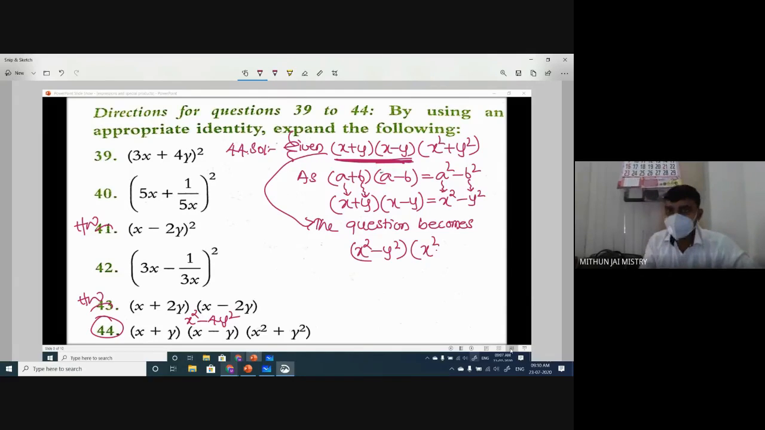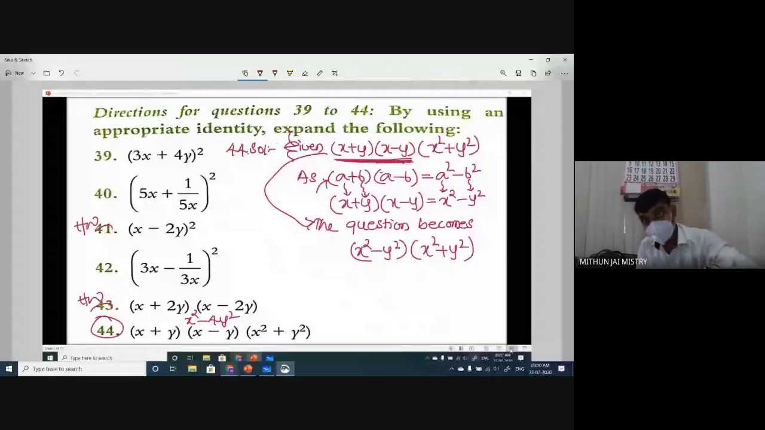Now, once again, children, this is in this format only: a minus b into a plus b. Right? So again, this is a minus b into a plus b. So here, a plus b into a minus b or a minus b into a plus b, both the things are same.